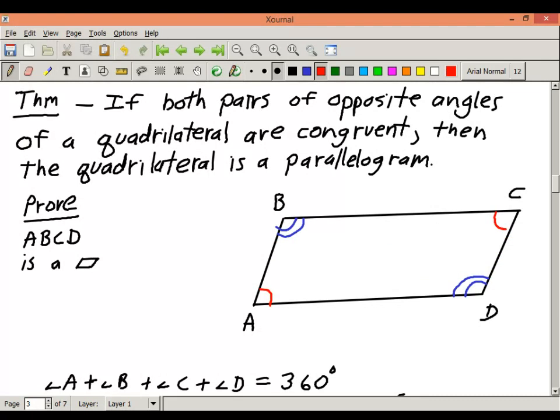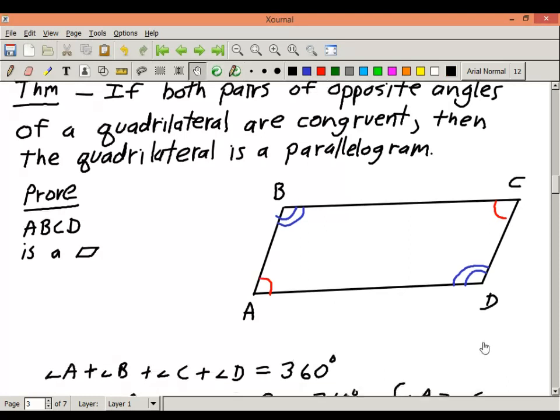Third way to prove that a quadrilateral is a parallelogram. We're trying to prove that ABCD is a parallelogram. The theorem says if both pairs of opposite angles of a quadrilateral are congruent, then the quadrilateral is a parallelogram. This one's a little bit trickier to follow.